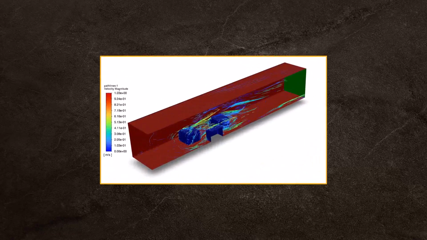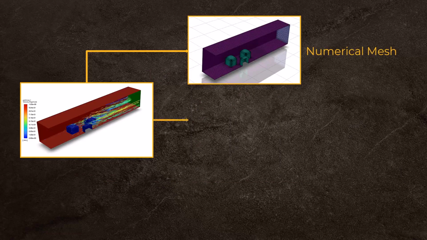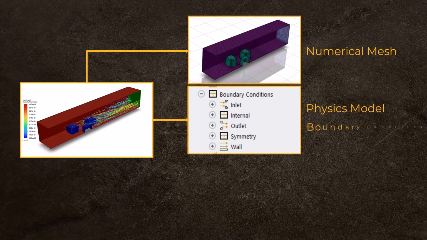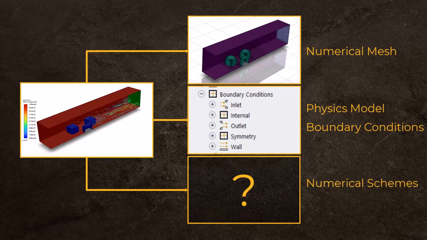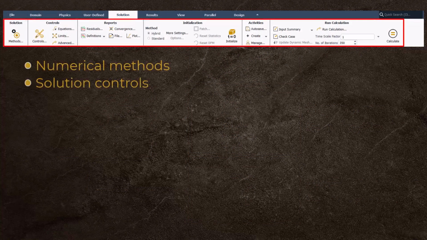Hello and welcome. When performing simulations using ANSYS Fluent, once the numerical mesh is loaded and all the necessary physics models and boundary conditions have been defined, we need to select the numerical schemes and the solution controls which ANSYS Fluent Solver is going to use for solving the CFD problem. These options are contained in the Solution tab.